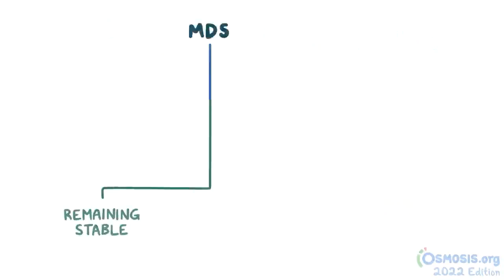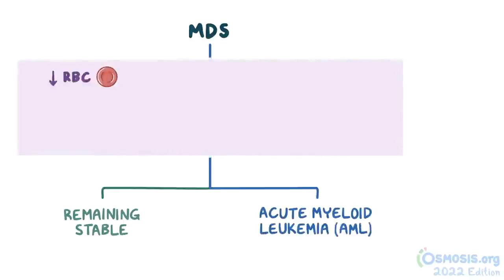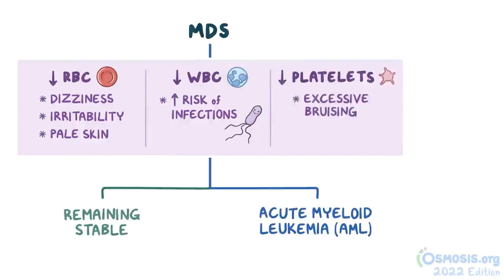MDS comprises a spectrum of diseases, with differing potential for remaining stable or progressing to acute myeloid leukemia, or AML. The most common feature of MDS is anemia, caused by low red blood cell levels. Symptoms of anemia include dizziness, irritability, headaches, and pale skin. Low white blood cell levels increase the risk of bacterial and fungal infections. Finally, low levels of platelets cause excessive bruising following minimal injury and easy bleeding.